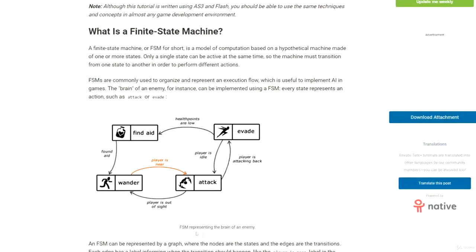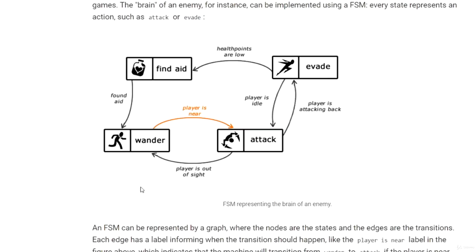So you can see that this is a kind of diagram like the one we have created for our game, and we will see that our, I assume this is an enemy, will wander around. If the player is near, so this is one of the decisions that our state machine has, it will go to the attack state. If the player is out of sight, it will go back to the wander state. For us, this is the idle state. So we can see that if the player is attacking back, it will try to evade.